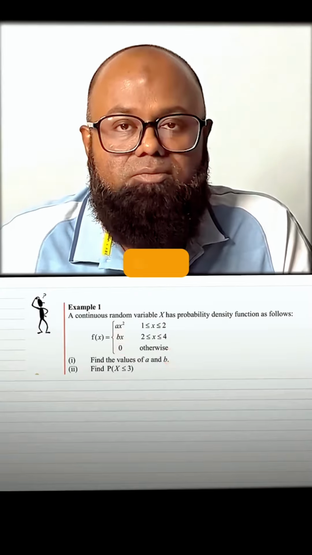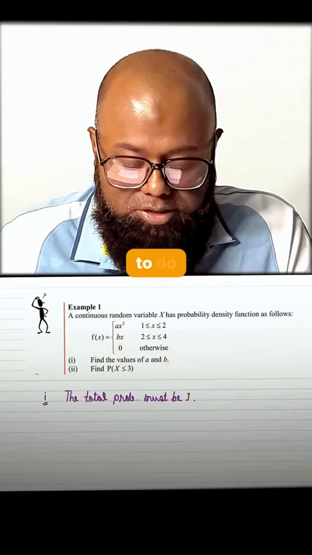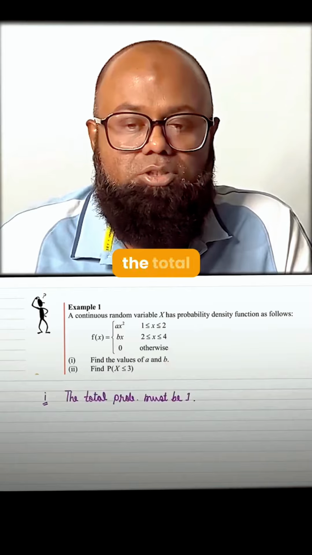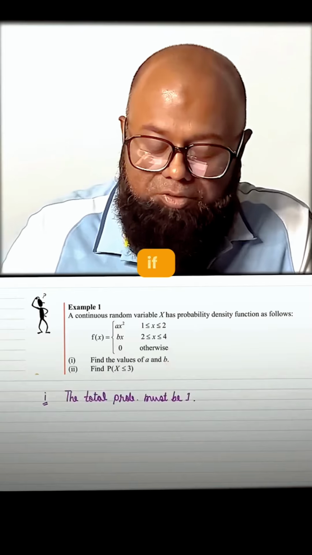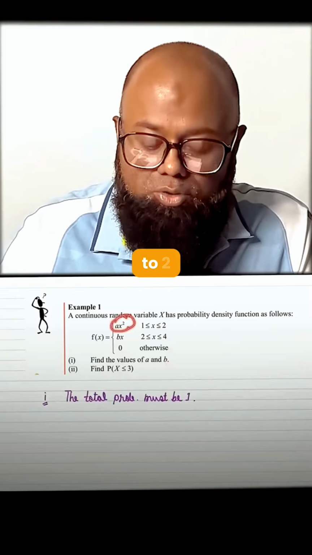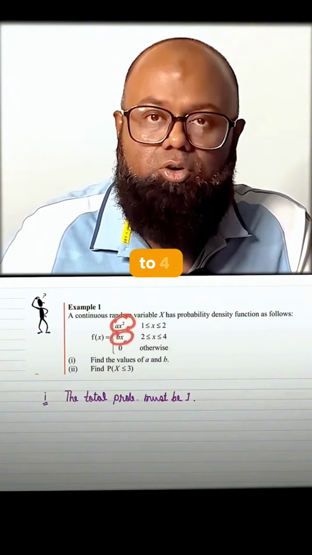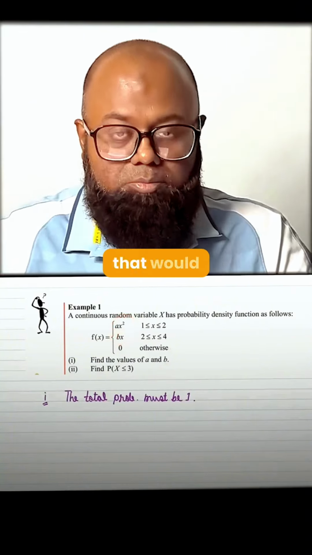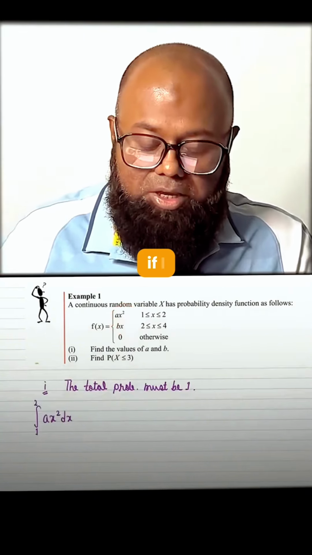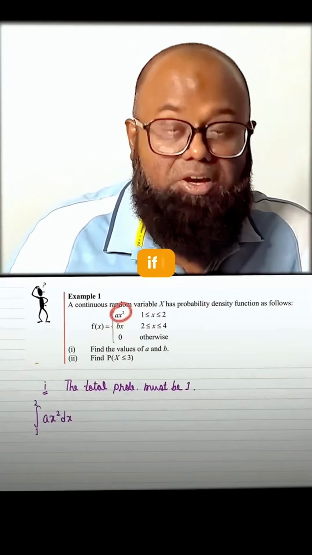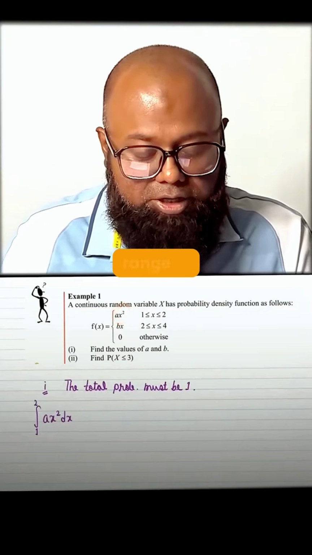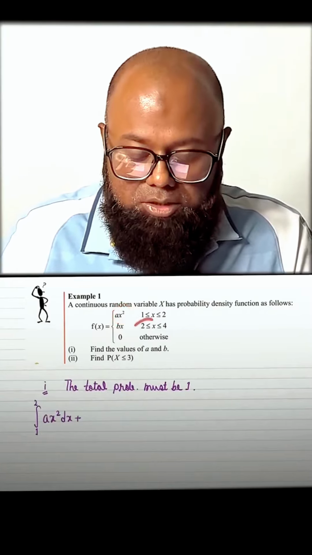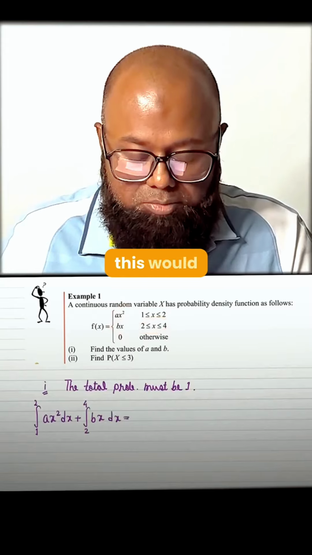Very interesting stuff. Now, what I need to use is the total probability. We know that the total probability must be 1. That means if I integrate this from 1 to 2, and integrate this from 2 to 4, and add these two, that will give me 1. So if I integrate the first function, ax squared, within the range of 1 to 2, plus the integral from 2 to 4 of bx dx, this would be equal to 1.